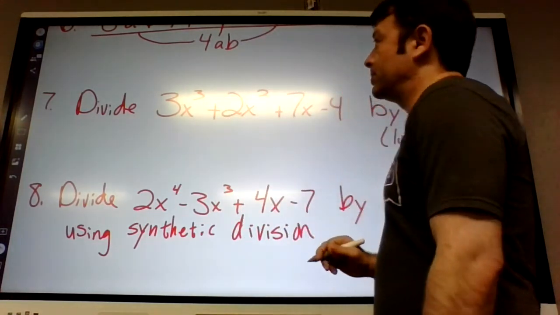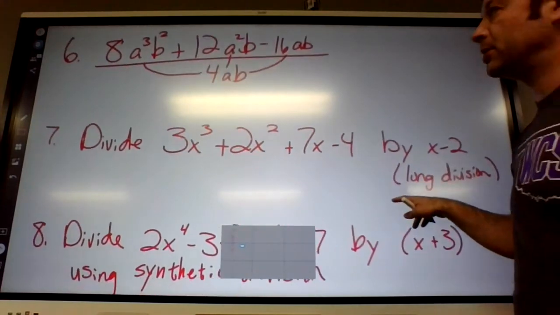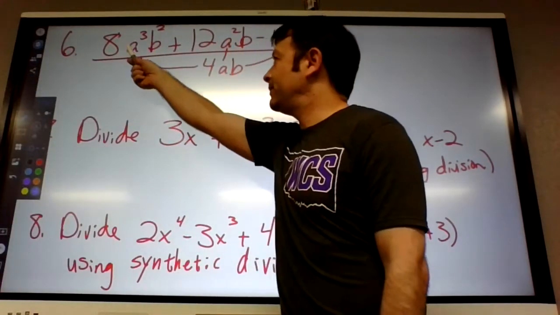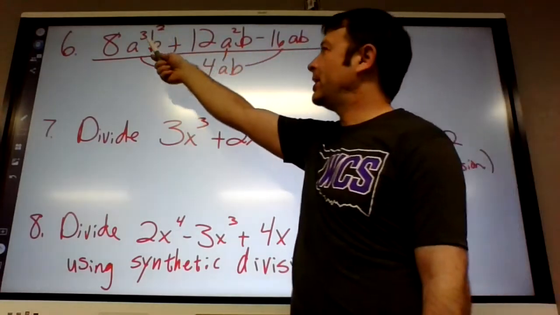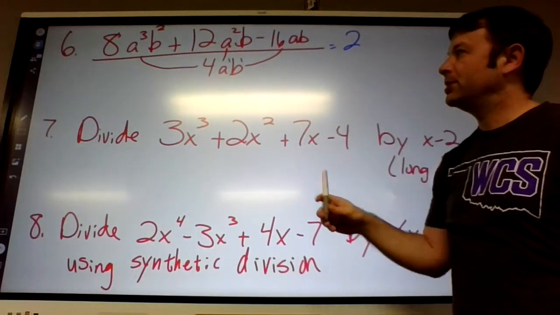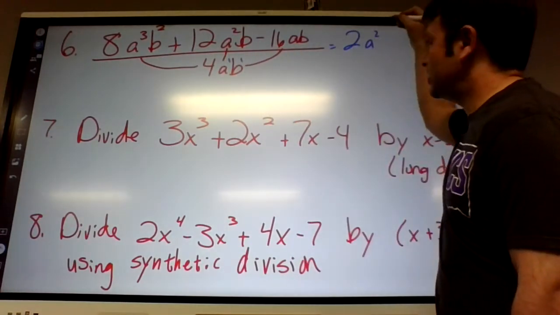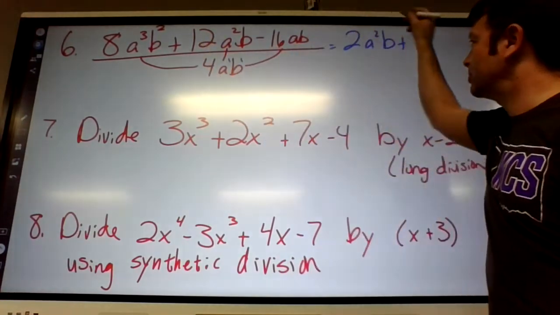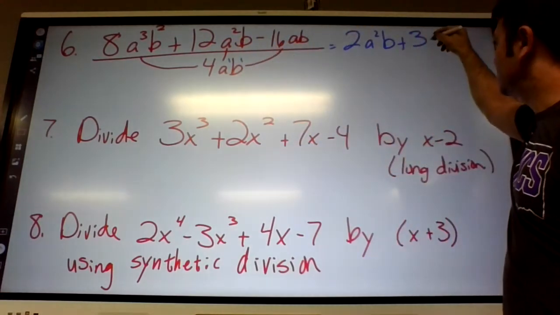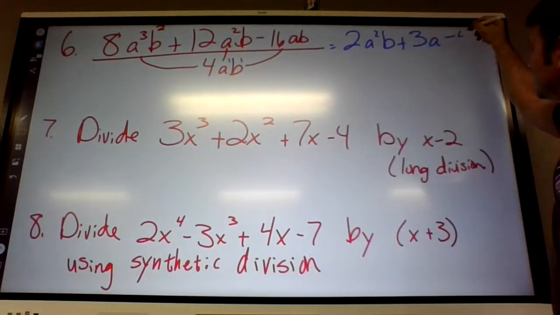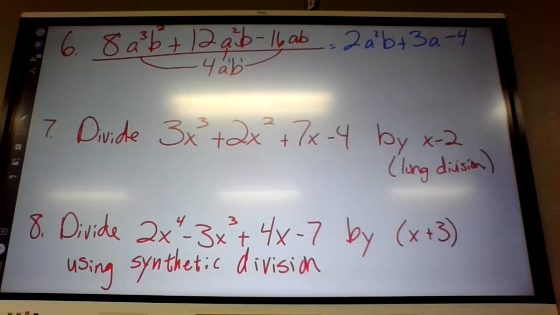Everybody's favorite, synthetic division. Okay, so on number 6, let me try to do this quickly. You guys remember all this stuff, right? So 8 divided by 4 is 2. How do we do it? Divide a^3 divided by a. Subtract the exponents. In this case, the exponents, since they're invisible, are 1. So 3 minus 1 is a^2. b^2 divided by b is b. Plus, what is 12 divided by 4? 3. a^2 divided by a, a. b divided by b, cancel out. Minus, what's 16 divided by 4? ab divided by ab cancels out. That's it.